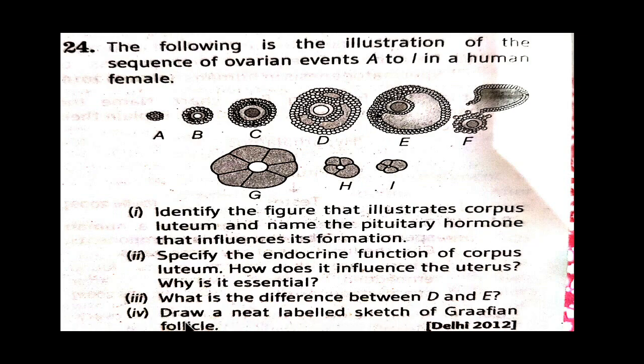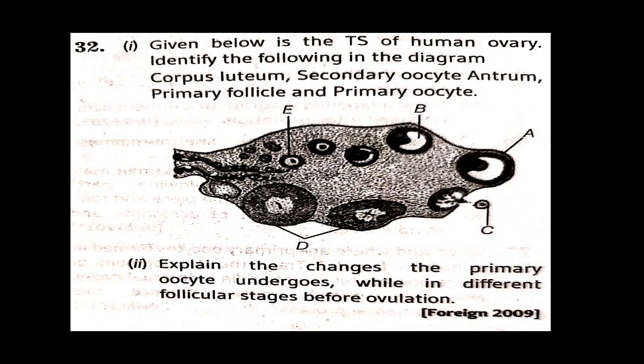Draw a neat labelled sketch of the Graafian follicle. So I have given you the sketch of the Graafian follicle, that is the diagram. From that only draw it, and it is of 2 marks. So at least you have to label 4 parts of the Graafian follicle. Either you can label the basement membrane or the zona pellucida. Secondary oocyte is very important. Corona radiata, zona pellucida, corona radiata. Okay, secondary oocyte that you can mark, and the antrum you can mark. So all the 4.